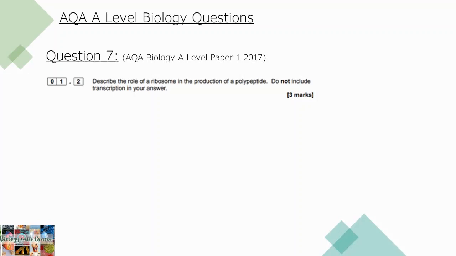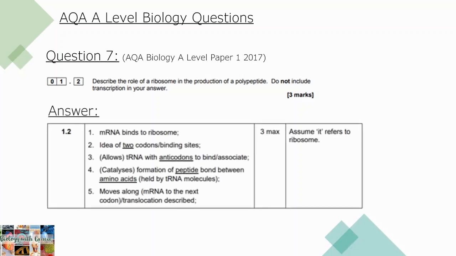At the beginning of translation, mRNA obviously binds or attaches to the ribosome, and then the ribosome allows for 2 codons of the mRNA to fit inside of it. Then the tRNA with anticodons comes along and it binds to the codons on mRNA, and then the ribosome catalyzes the formation of peptide bonds between the amino acids, which are held by the tRNA molecules within the ribosome. And then the ribosome moves along to the next codon on mRNA, and the process repeats. So we can see our answer here.